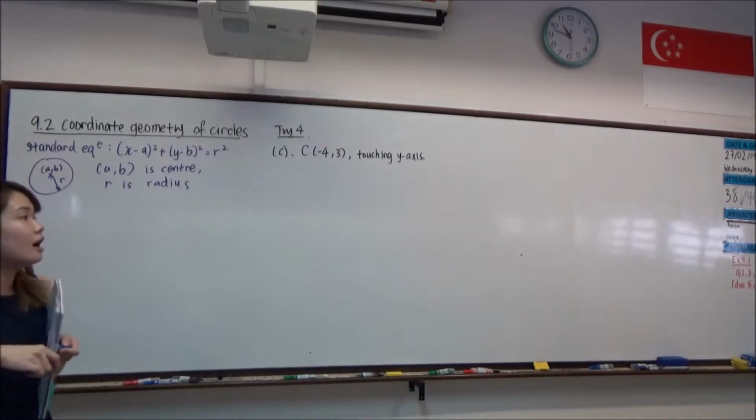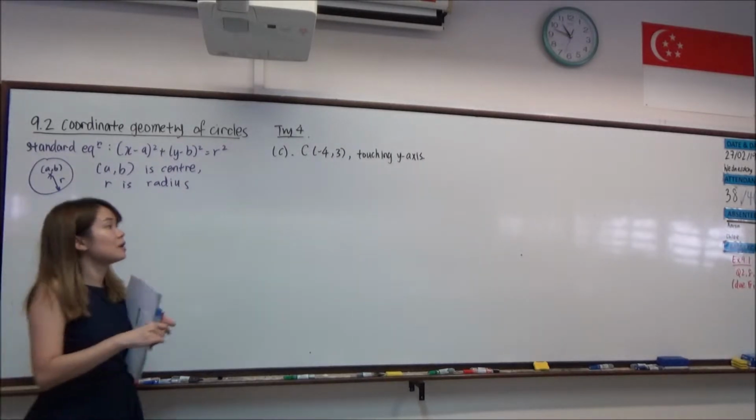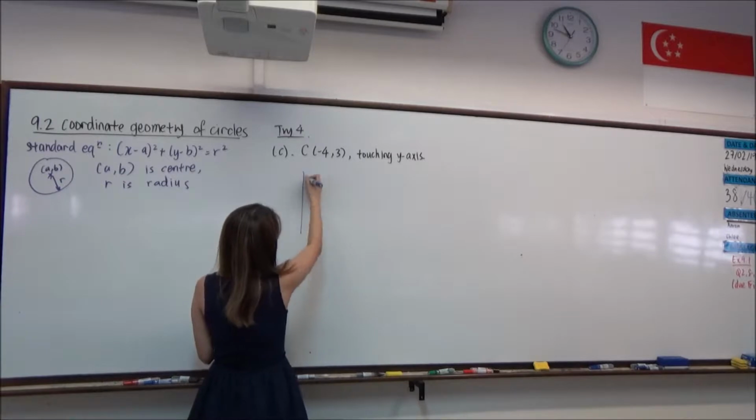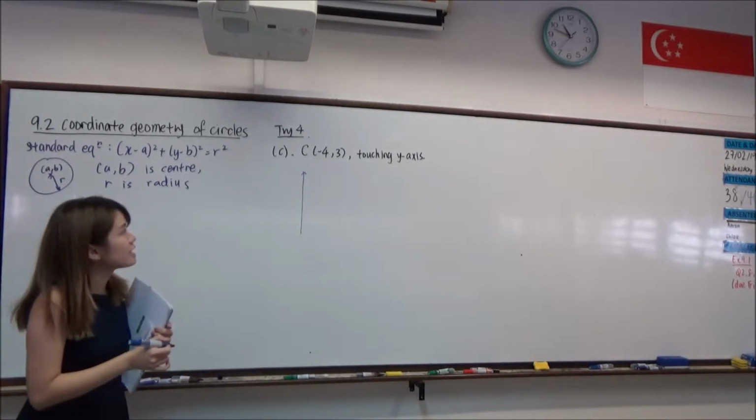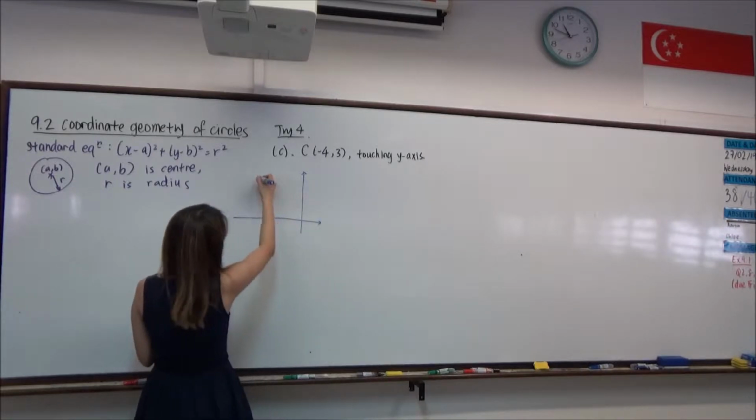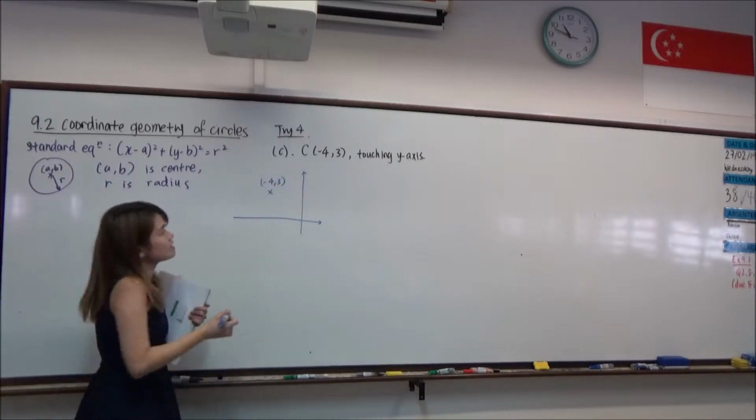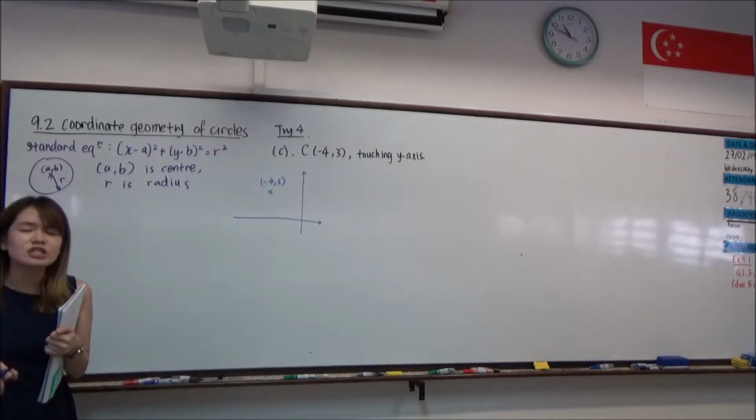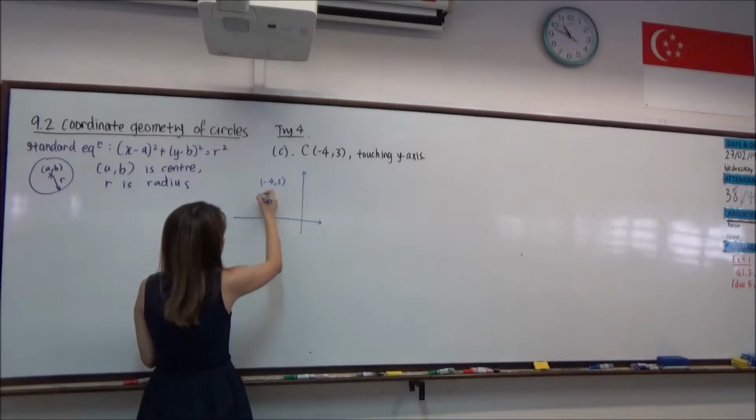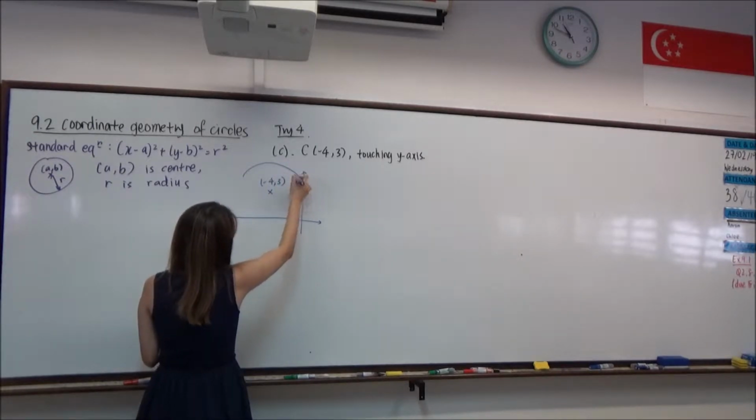Maybe at this point, if you look at this question, it will be hard to imagine. I think it's important for us to draw a diagram to illustrate this. So we have (-4, 3) as our center, maybe it's somewhere here. Then it says that it touches the y-axis. Touching, we tend to say that we just touch once. It's a tangent. The y-axis is the tangent.